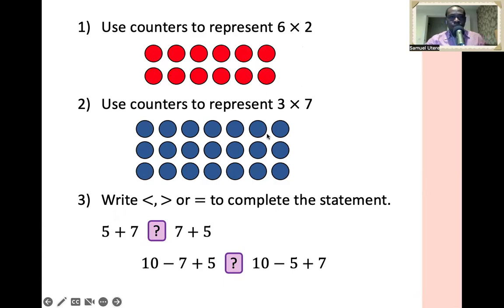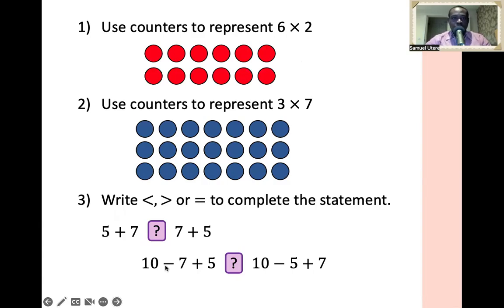So this one you can see is 3 rows by 7. This should be the proper way of writing this. If I were to write the number, it will be 2 rows by 6. So I'll write it the other way around. But remember, multiplication is commutative.